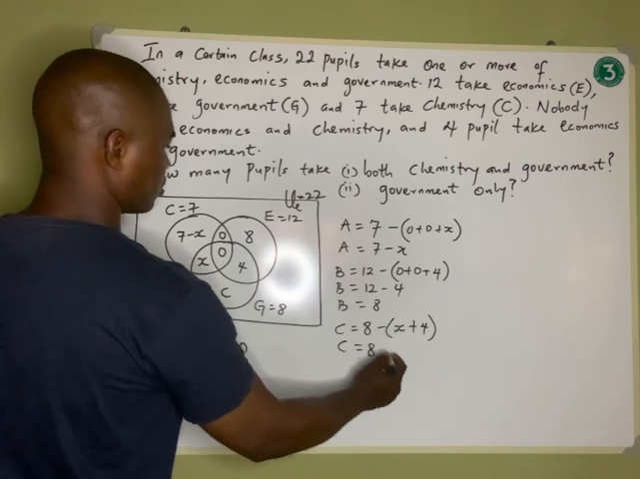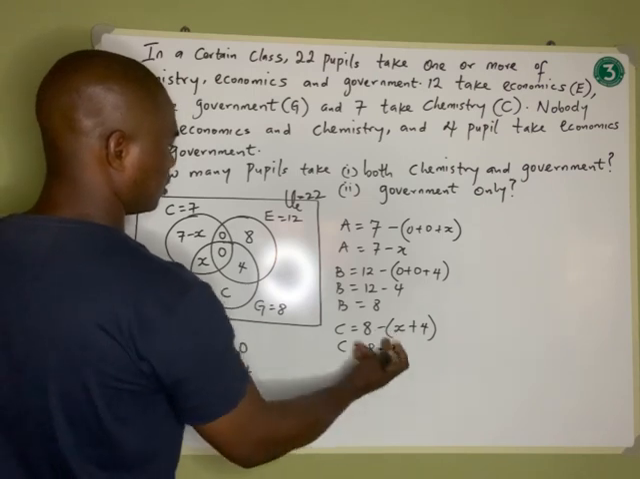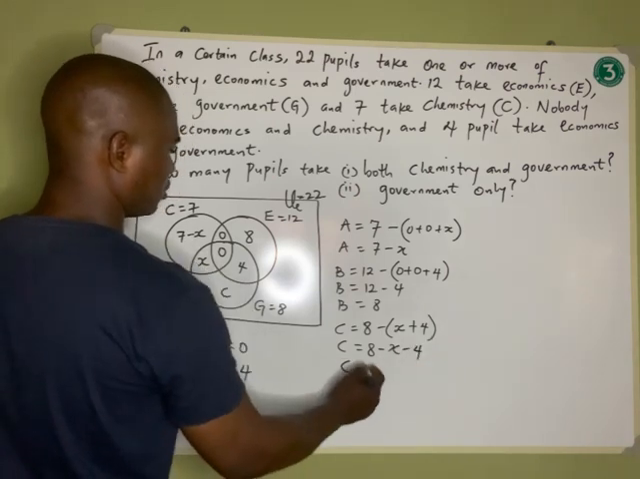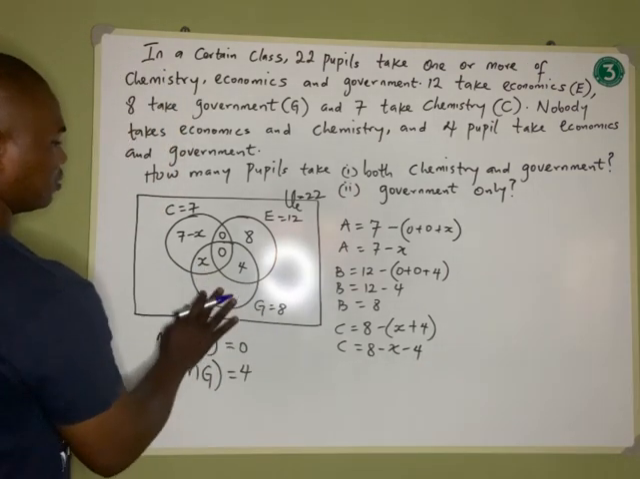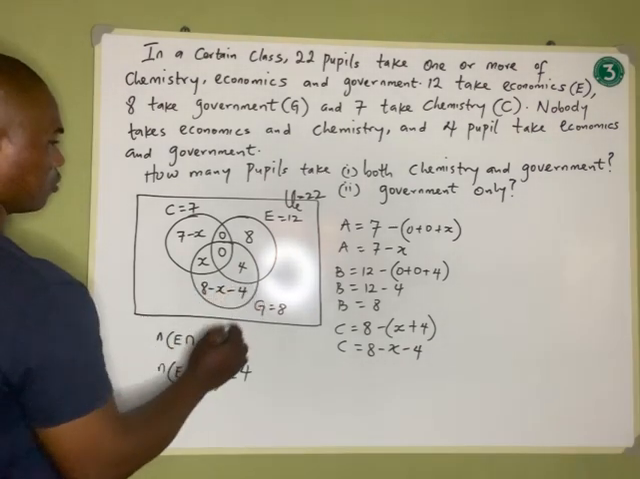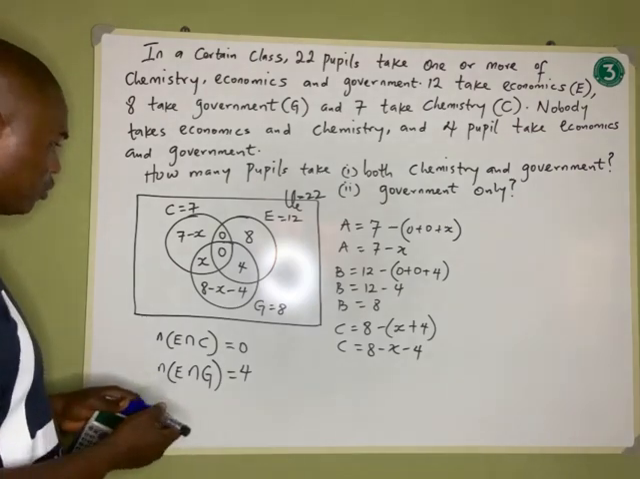8 minus, times plus here will give me minus. As in, I want to expand this. Then minus times plus will give me minus. Then I will have what? 4. Now this will be my final. So my C only is going to be what? 8 minus x minus 4. Now we cannot solve for x.